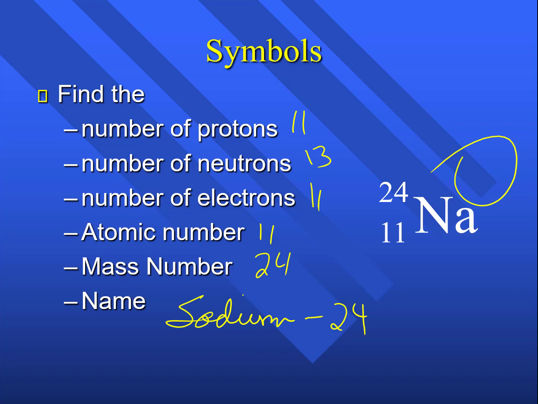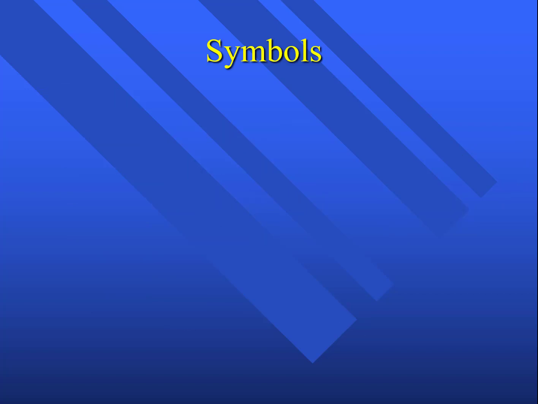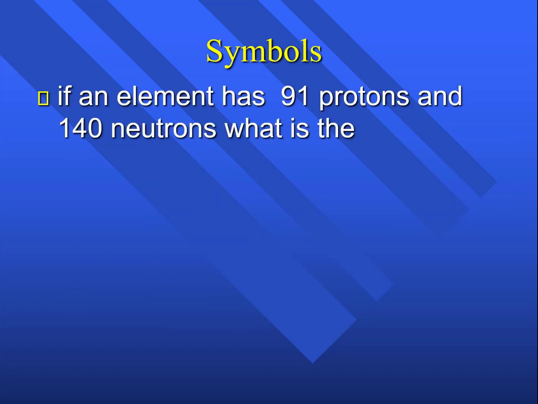Yeah. As long as it's neutral. And when it's not neutral, we stop calling it an atom and start calling it an ion. Okay, but for today, everything's going to be neutral. Eventually, we'll switch that up. Okay? Because electrons can move around. Really? So, let's try it the other way. An element has 91 protons, 140 neutrons.